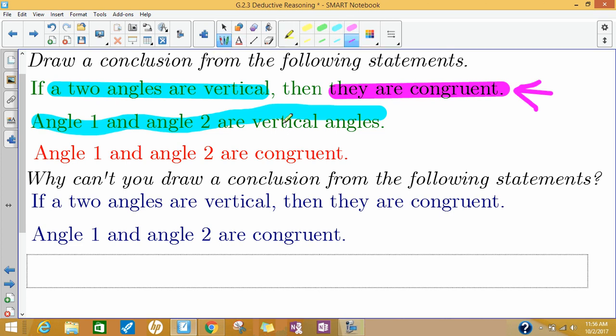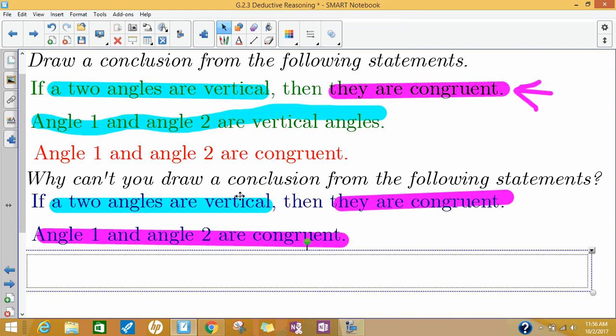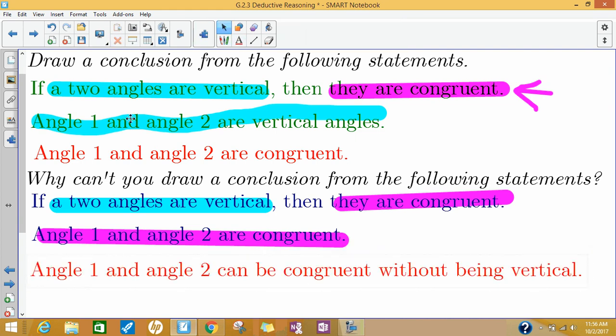Down here, I have the same hypothesis, same conclusion. I made the same typo. But now my second statement is about the conclusion of the conditional. So there is no conclusion that we can draw from these two statements together. In fact, angle 1 and angle 2 could be congruent without being vertical angles, so that's why we can't make the conclusion that they are.